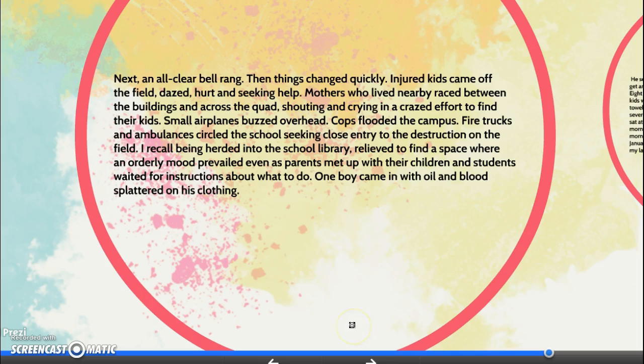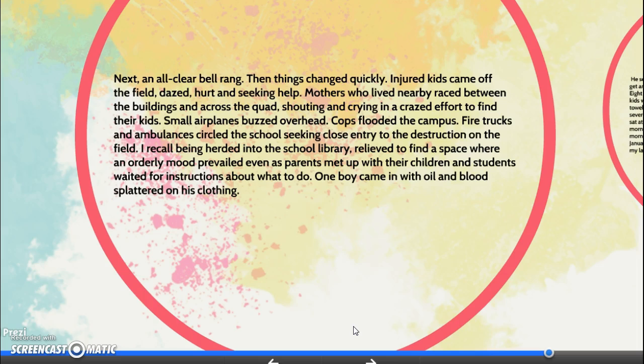Next, an all-clear bell rang. Then things changed quickly. Injured kids came off the field, dazed and hurt and seeking help. Mothers who lived nearby raced between the buildings and across the quad, shouting and crying in a crazed effort to find their kids. Small airplanes buzzed overhead. Cops flooded the campus. Fire trucks and ambulances circled the school, seeking close entry to the destruction on the field.